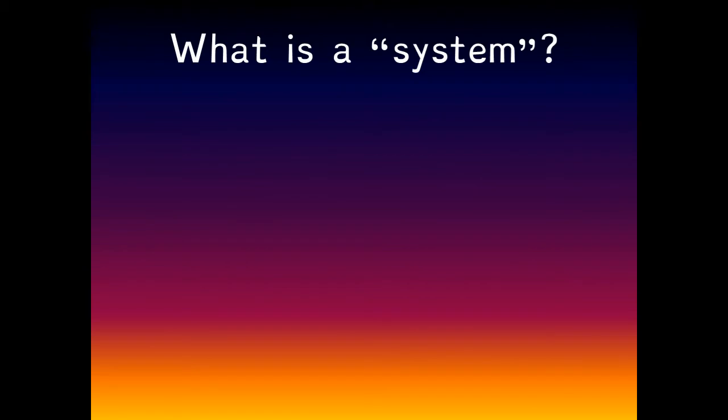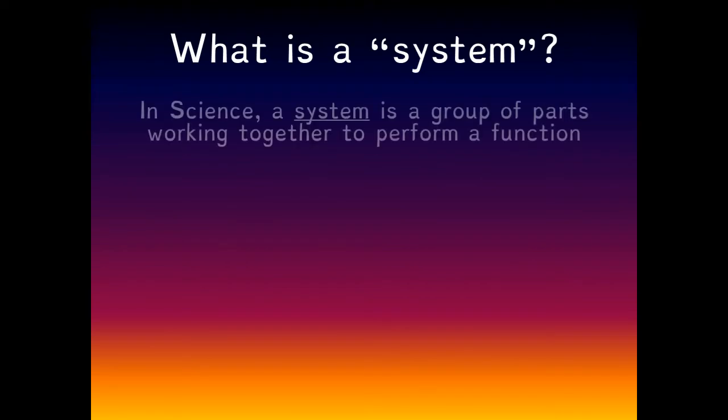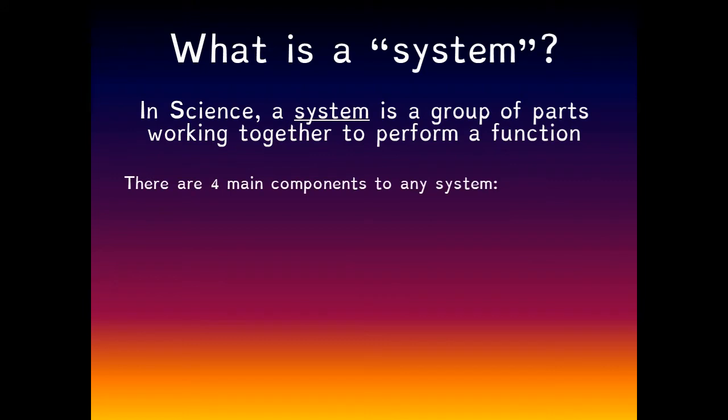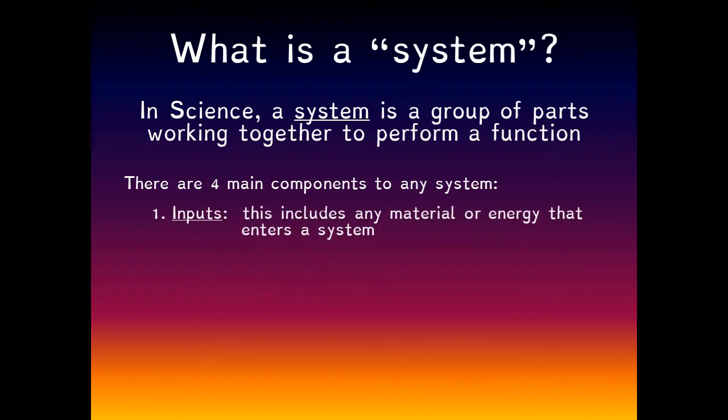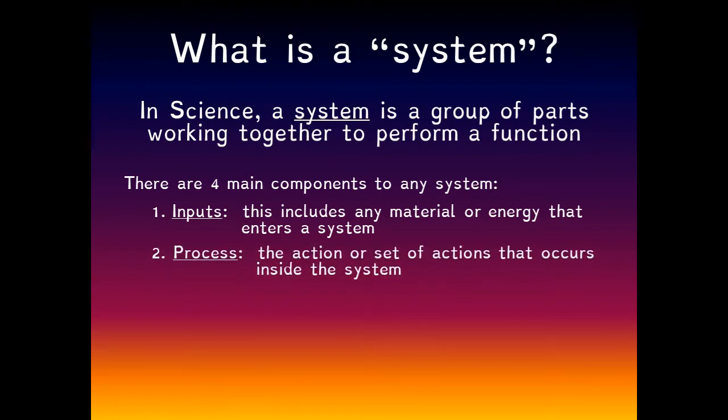What is a system? Well, in science, a system is a group of parts working together to perform a function. There are four main components to any system. The first is the input. This includes any material or energy that enters a system. The second is the process. This is the action or set of actions that occurs inside the system.